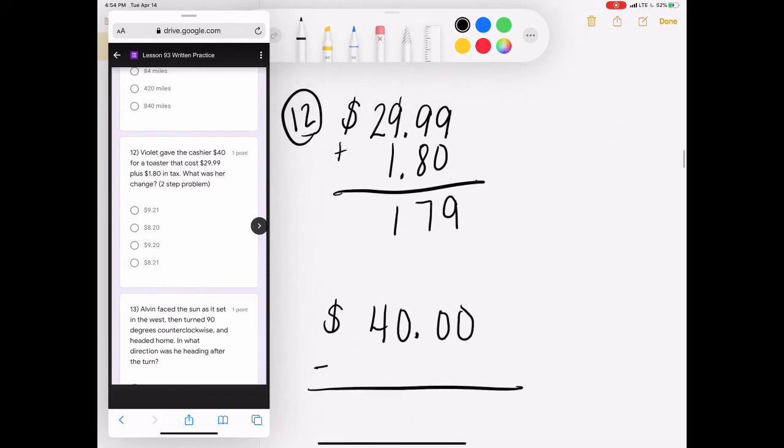This is 11. 3. Wonder whether or not my cat's on my keyboard.